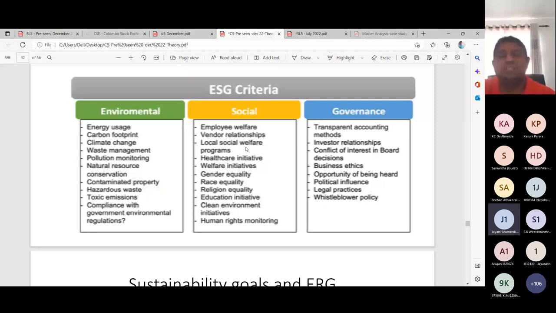Social aspects, under ESG, we look at different areas: employee welfare, local social welfare, healthcare initiatives, welfare initiatives. So we have some examples on this one. Even the hospital gives 10% free for inpatients, right? Then governance areas, you can focus on that one, but there are some issues in governance in this organization. About the board balance, the non-executive directors, the different subordinate committees. There is no senior independent non-executive director. So these are some of the concerns.